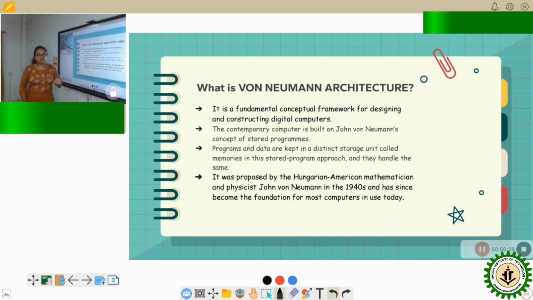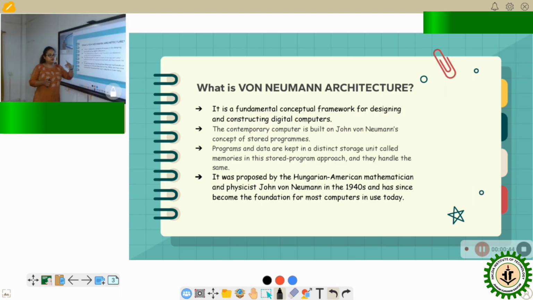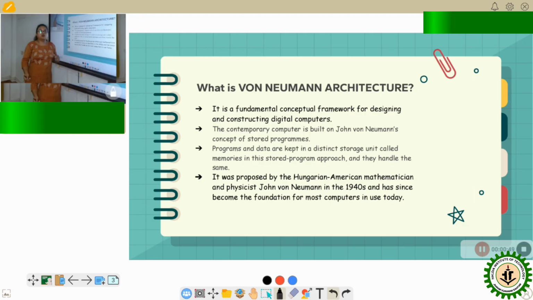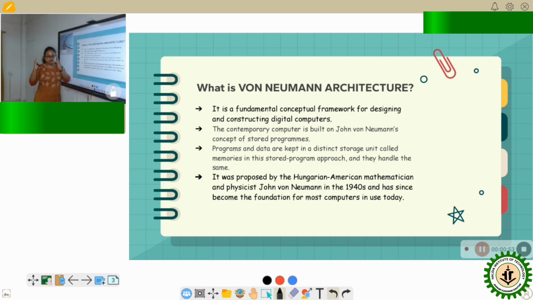So what is it? It is mainly a stored program memory. So what is that? Stored program memory means that in a memory we are having program and data. But in the other architecture, the Harvard architecture, program and data were stored separately in other memory. Program was stored in a different memory and data was stored in a different memory.